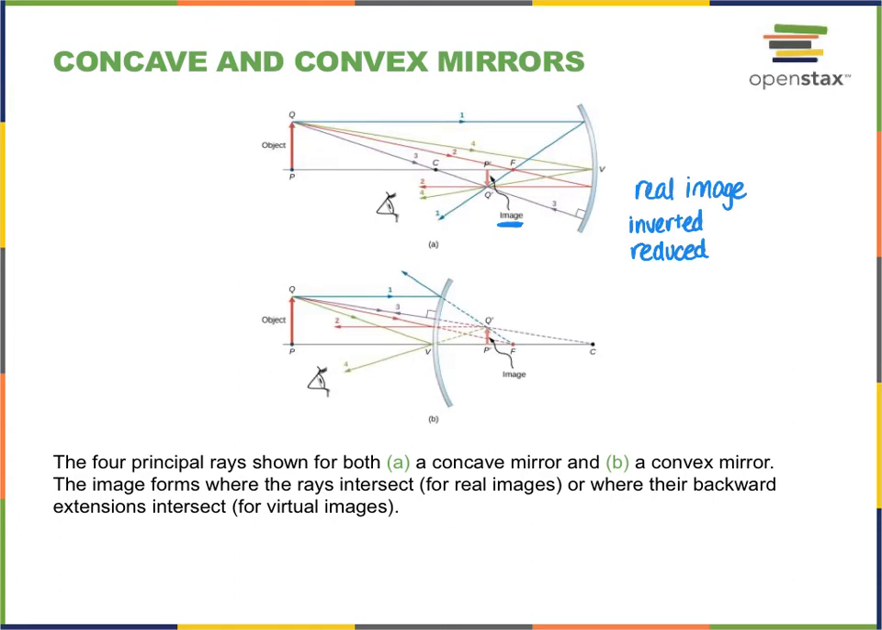And the bottom picture is a convex mirror, so we'd never really expect it to form a real image. But if we take our light rays that we've drawn and trace them back behind the mirror, it appears that they intersect at this location Q prime, and that's where our image will be. This is a virtual image. It's also reduced, but it's not inverted, so we say it's upright.